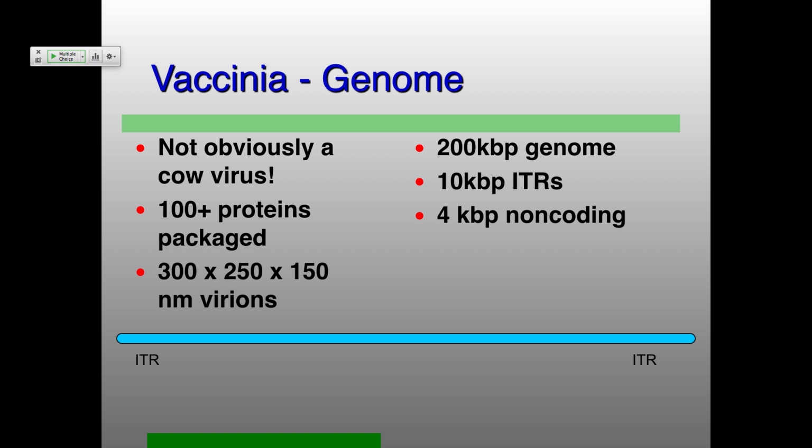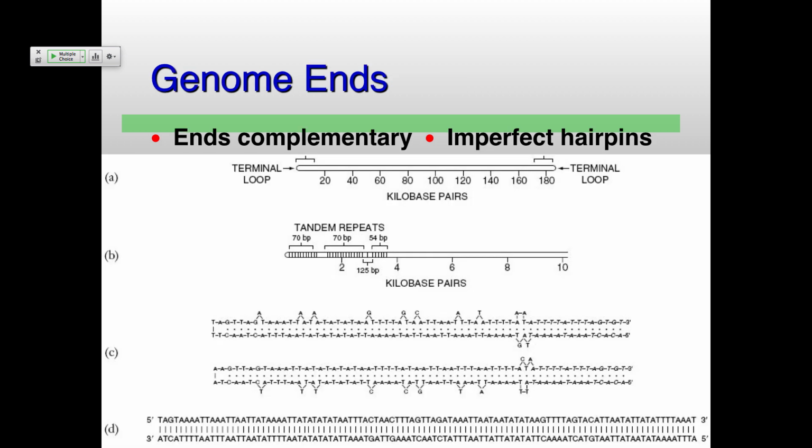Protein coding DNA in our genome is only about 1.5%, at least of the unique sequences. Here it's about 98% coding. So very different from that point of view. So let's look at these genome ends in a little bit more detail.